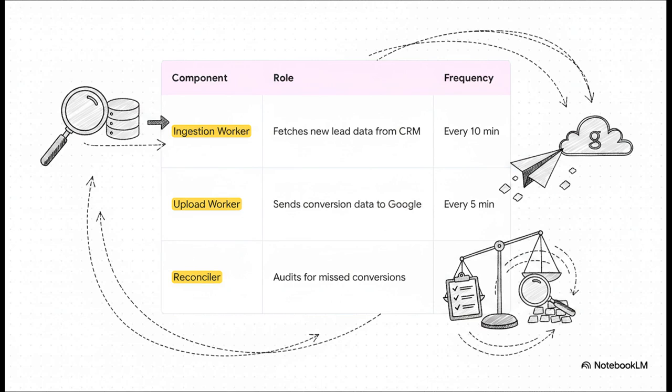The ingestion worker is like a scout. It's constantly checking the company's customer files for any updates. Then you've got the upload worker, who's the messenger, bundling up those updates and shipping them off to Google. And the reconciler, that's the auditor, who comes in once a day to make sure not a single thing got lost. They work together perfectly, but totally independently.